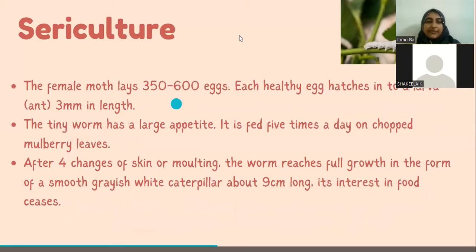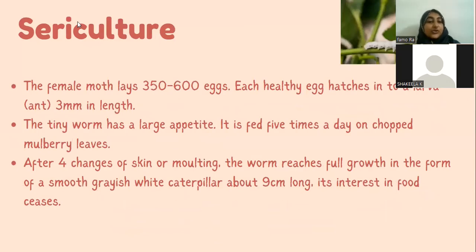The female moth will lay approximately 350 to 600 eggs. Each healthy egg will hatch into a larva, which is approximately 3 millimeters in length. Now the tiny worm has a large appetite, so it will be fed 5 times a day on chopped mulberry leaves. In our Tamil Nadu sides, there are a lot of sericulture centers.